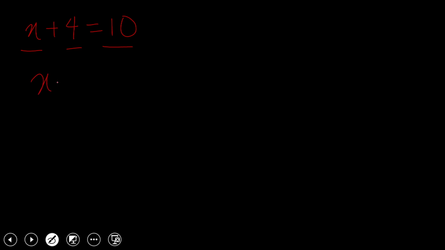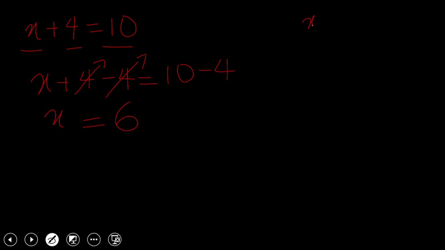So you have x plus 4 minus 4 equals 10 minus 4. So plus 4 minus 4 is 0. So you have x equals 10 minus 4, 6. Now let's check our answer. This is telling us that when we have 6 plus 4, it must give us 10. So x is 6, 6 plus 4 equals 10. 6 plus 4 is 10. So 10 equals 10.